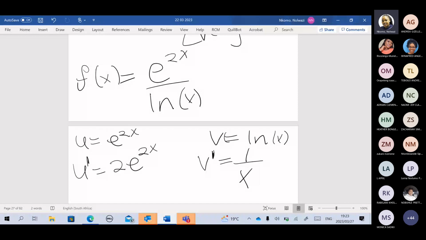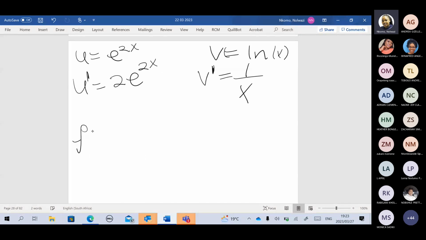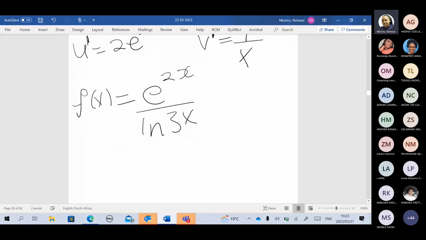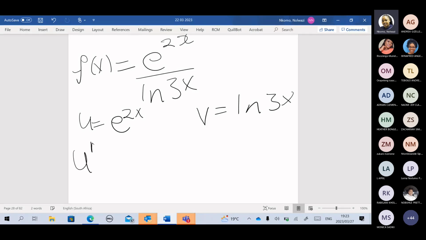Okay. Again, if you have f at x equals maybe e to the power 2x over ln 3x, right? We have something like this. Okay, you identify your u and v. You have u equals e to the power 2x. You have v equals ln 3x. If your u is equal to e to the power 2x, your u prime would be 2 e to the power 2x. If your v is equal to ln 3x, your v prime will be 3 over x.